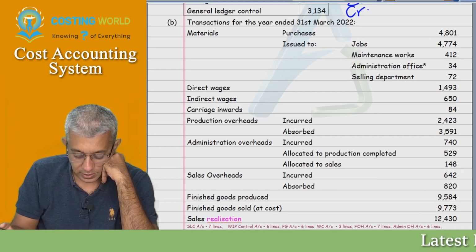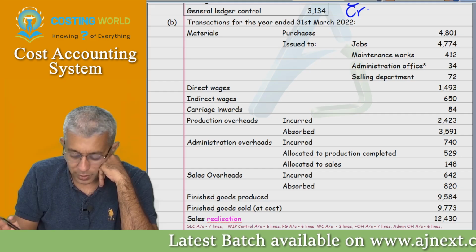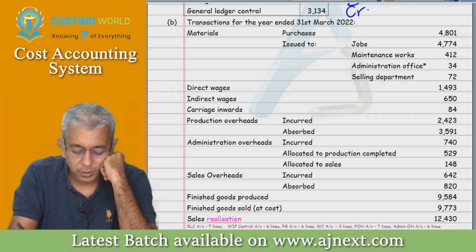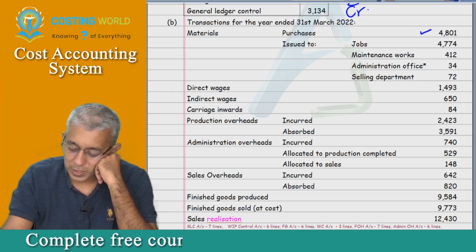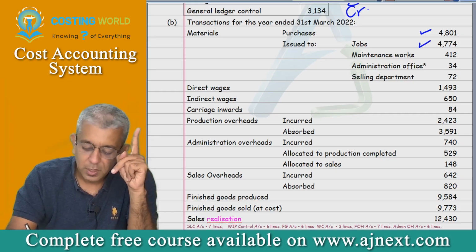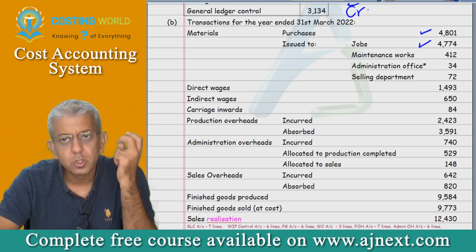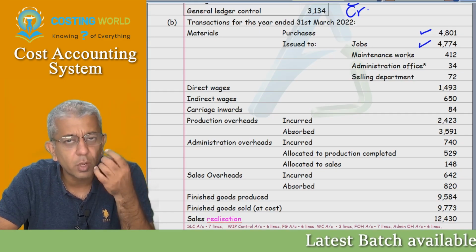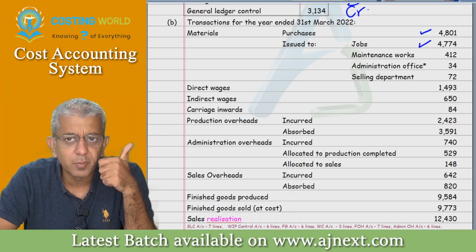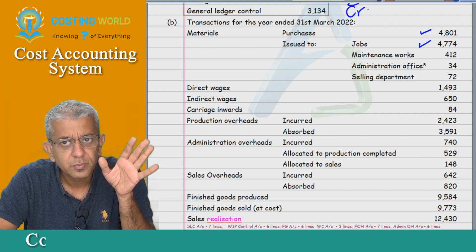Further, if any entries will have to be written, please write them for your reference, not mandatory for you all. Okay. Materials purchased. Can you say entry will be SLC to GLA? Further, issued to jobs. Jobs means your goods only here. We all make the jobs for the customer, means we all make goods. Can you say entry for that will be WIP account debit to SLC?